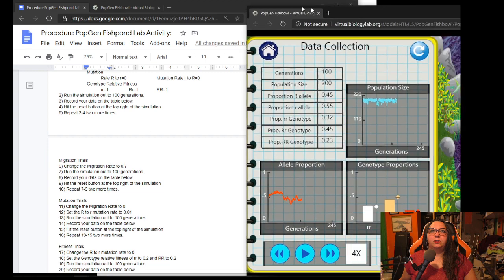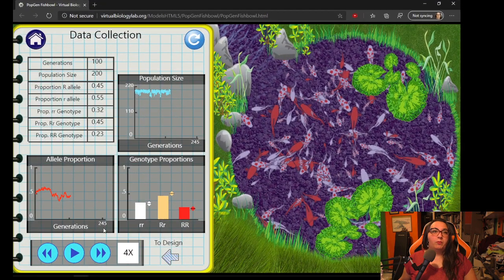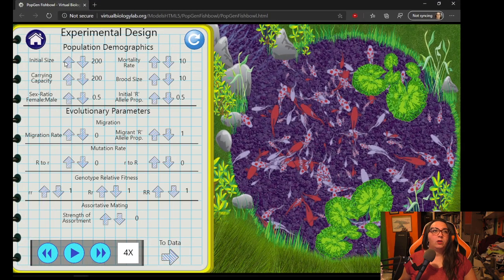And so you need to go back to design and leave all of your population dynamics the same. These are constants for our experiments. But we're going to increase the migration rate. You can control it with these arrows here. We can make it go up. We can make it go down. The procedure tells us to bring it to 0.7. And we leave that. We leave our migrant dominant allele proportion at 1. And that's all well and good.